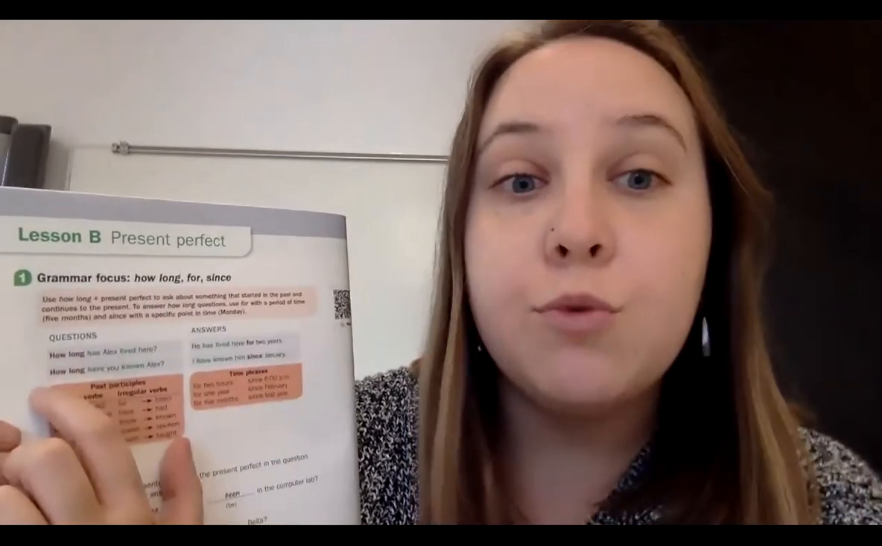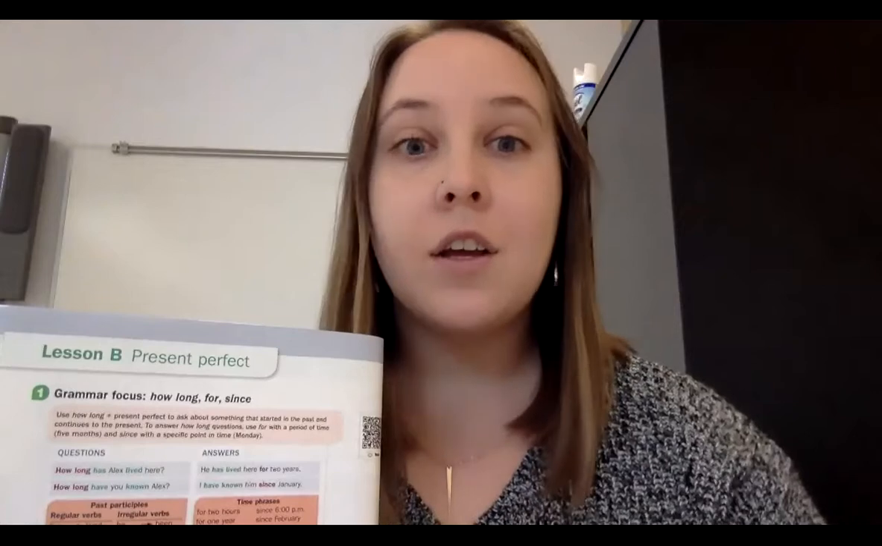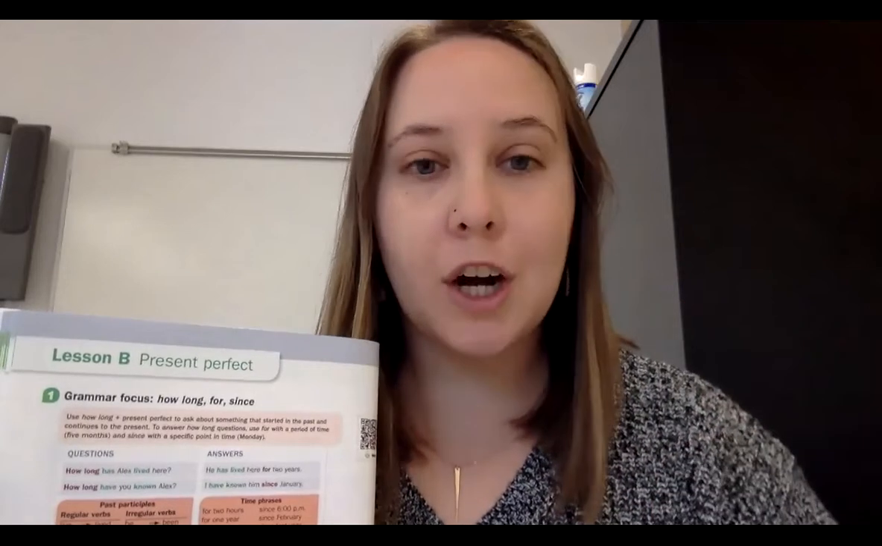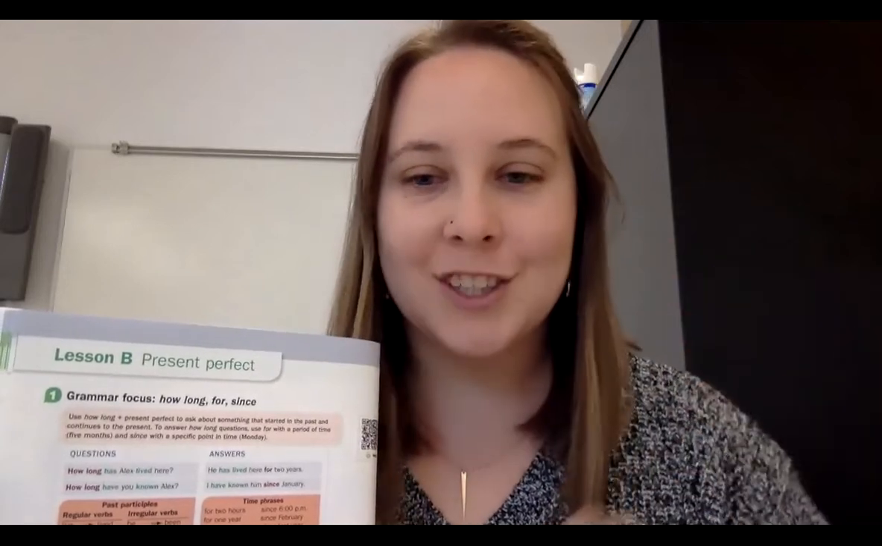Then, the second question, how long have you known Alex? So again, how long, length of time, have you known Alex? So you know him, you know who he is, you know him as a person, and you knew him in the past, and you still know him now. So these are actions that started in the past and still happen now. That is what these how long questions using the present perfect are.